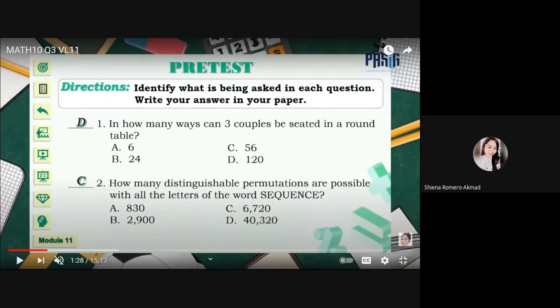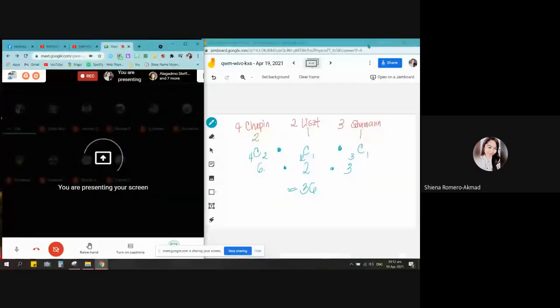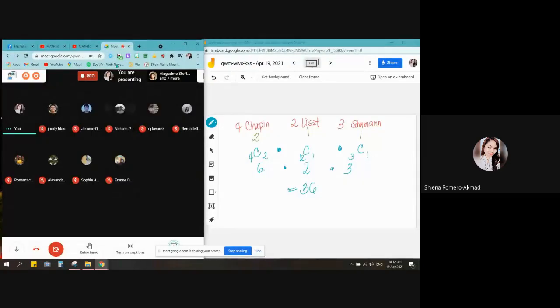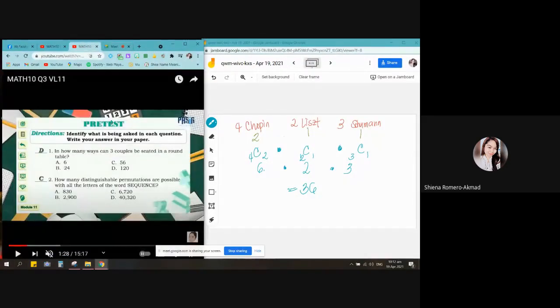So let us have number 1. In how many ways can 3 couples be seated in a round table? May sagot na pala. So bakit kaya siya letter D? 120. How did we get 120? How do we get 120 here?